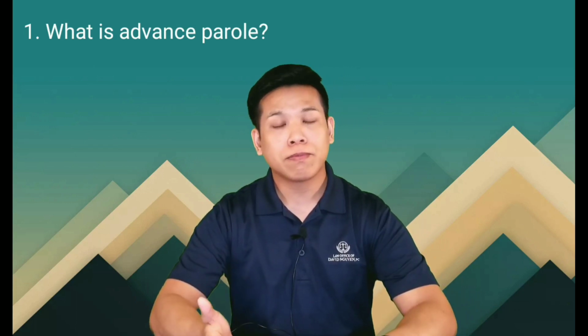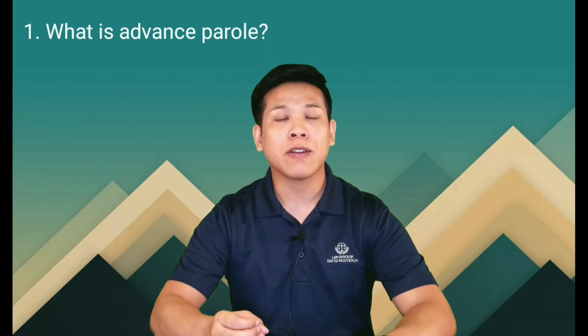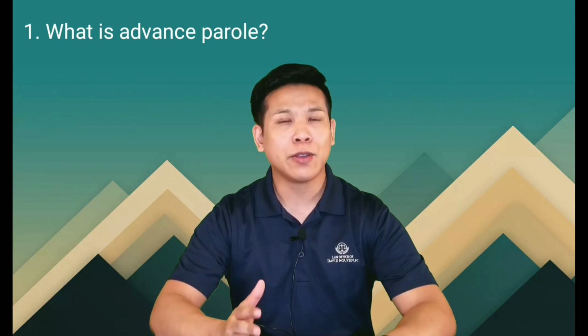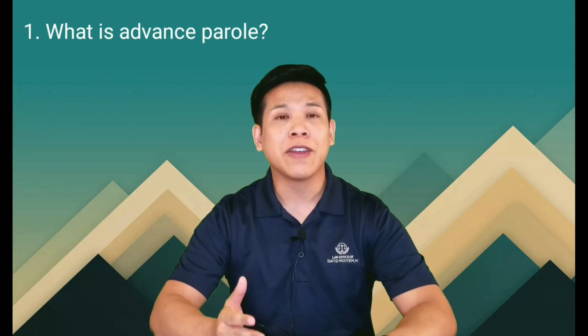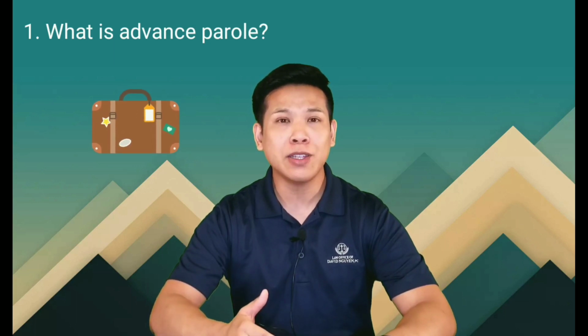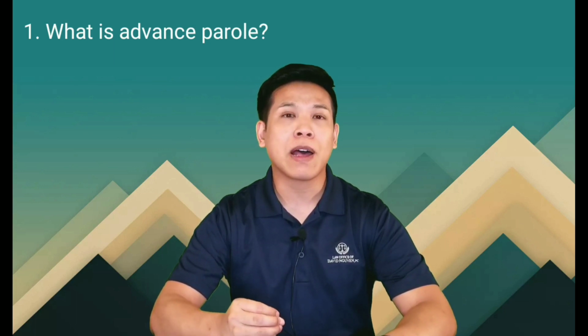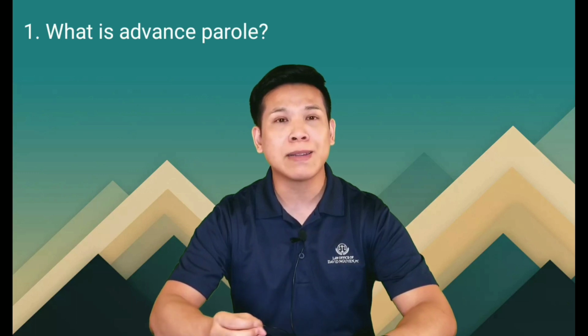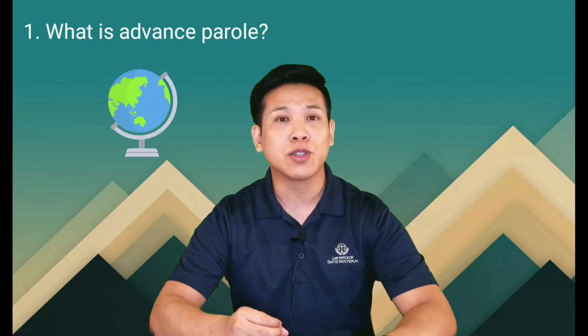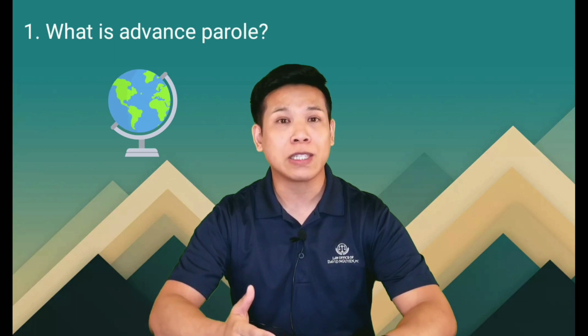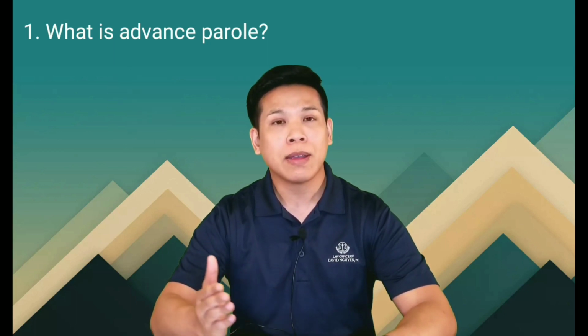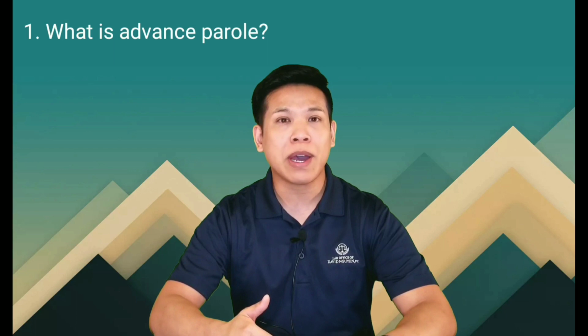Advance parole, put simply, is if you are a foreign national inside the United States and you don't have a permanent resident card or a green card, you can apply for advance parole, which will allow you to travel outside of the United States and come back into the United States without any issues. So for the most part, people that apply for their green card, and while that's in process, if that foreign national wants to travel abroad, they can apply for advance parole, which will allow them to leave the US and come back into the US without having to use a US visa.